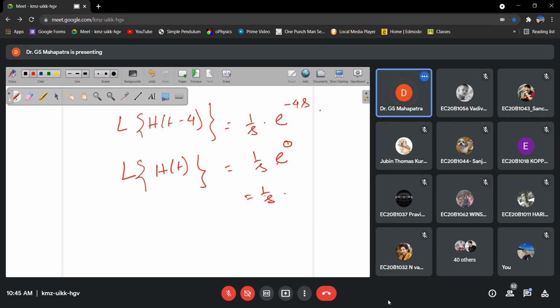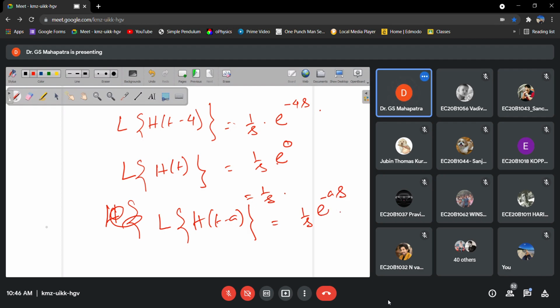Now, just see. So you know this one. Ultimately, what we have discussed: Laplace transform of h of t minus a. You know this one. Once again, I am writing: 1 by s e to the power minus as. So now we will use this concept.